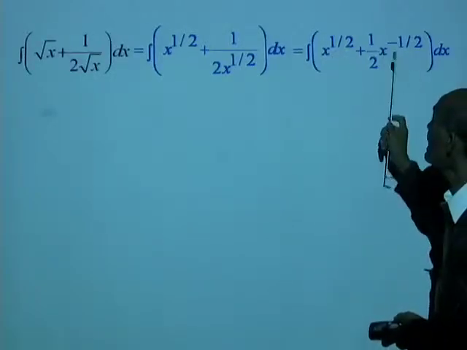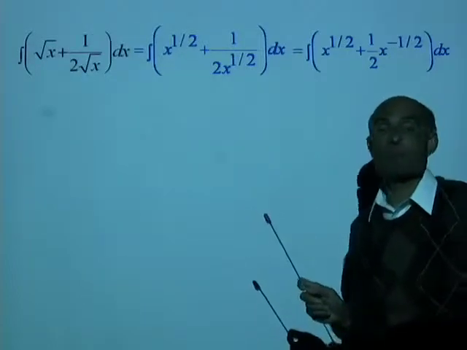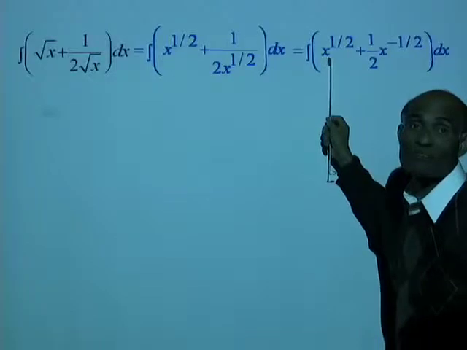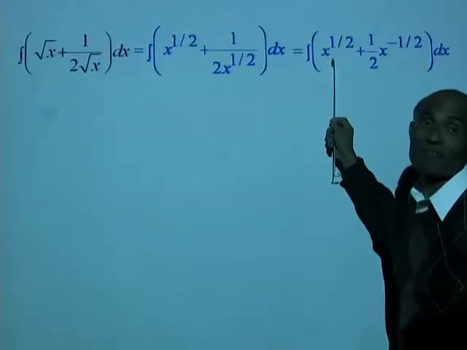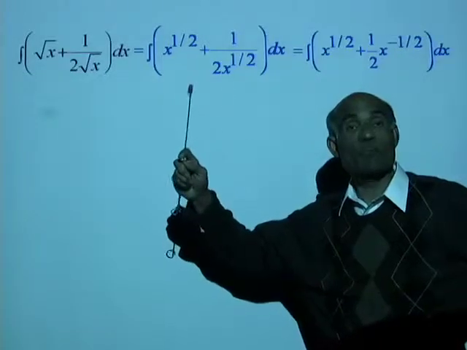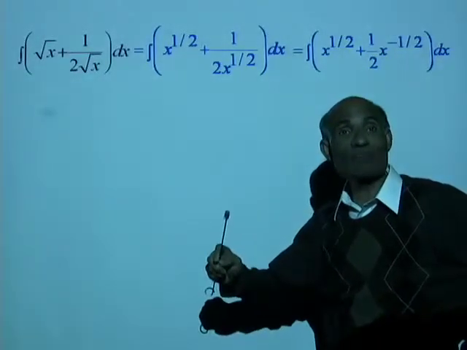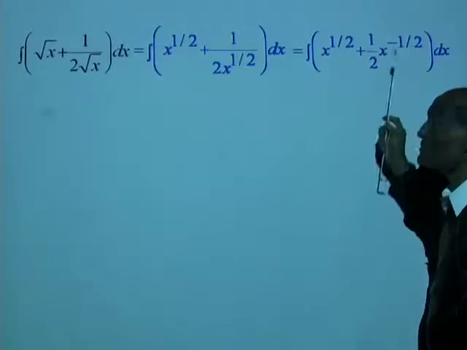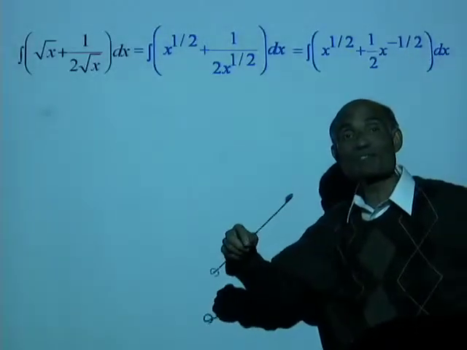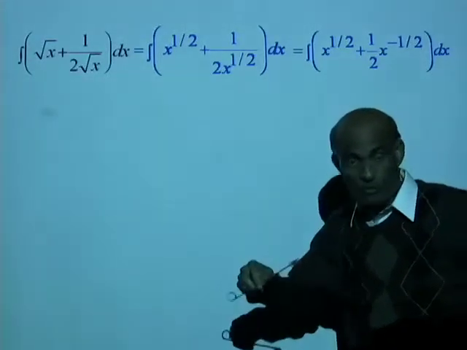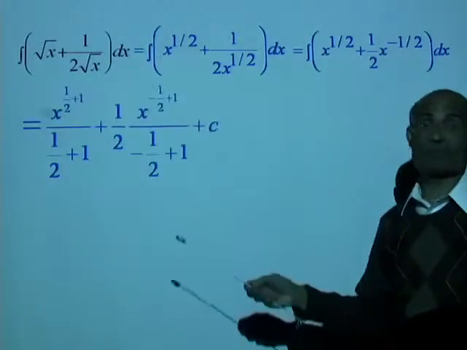And now you can integrate it using the power rule. Tell me, what will be the integral of x to the power of 1/2? It will be x to the power of 1/2 plus 1 over 1/2 plus 1. And the integral of x to the power of -1/2 will be x to the power of -1/2 plus 1 over -1/2 plus 1. And there you are.